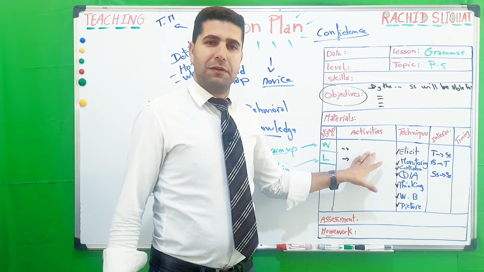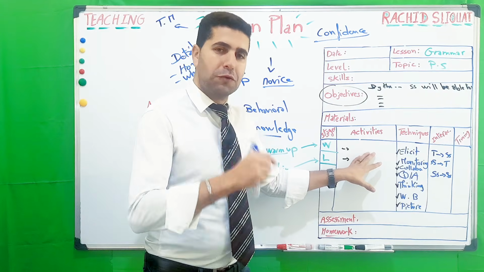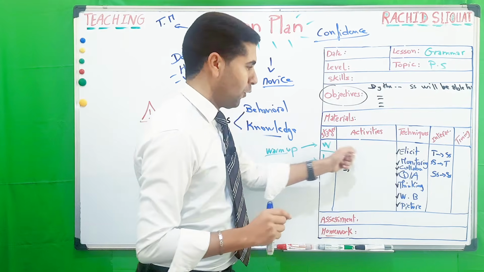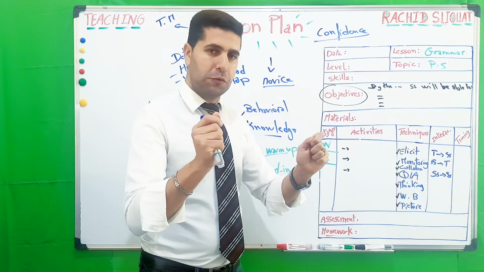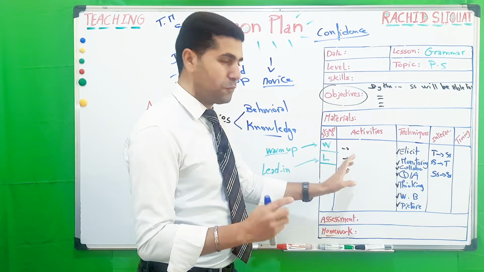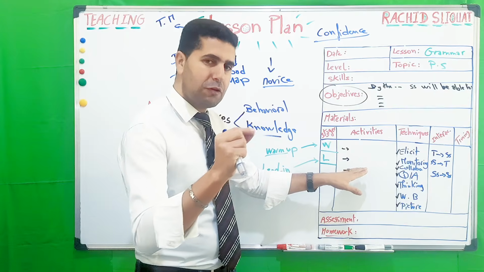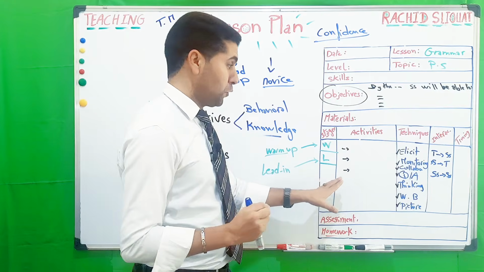Now let's go to activities. When we talk about activities, here is what you are going to do in the lesson. You can write them in a paragraph or in the form of notes. For example, teacher shows the picture, students describe, the teacher illustrates. So these are things that you have to write in the form of notes.